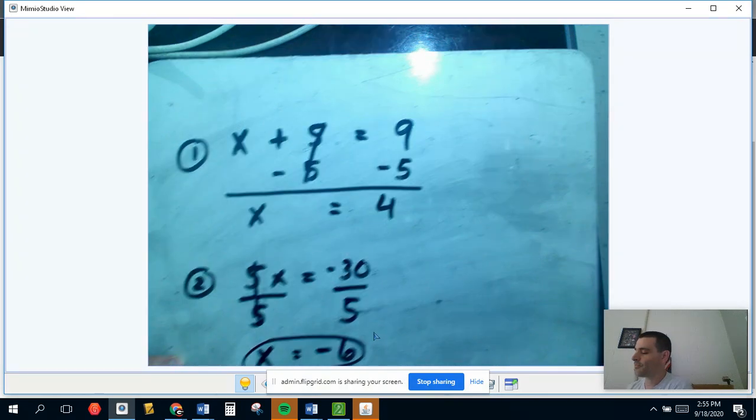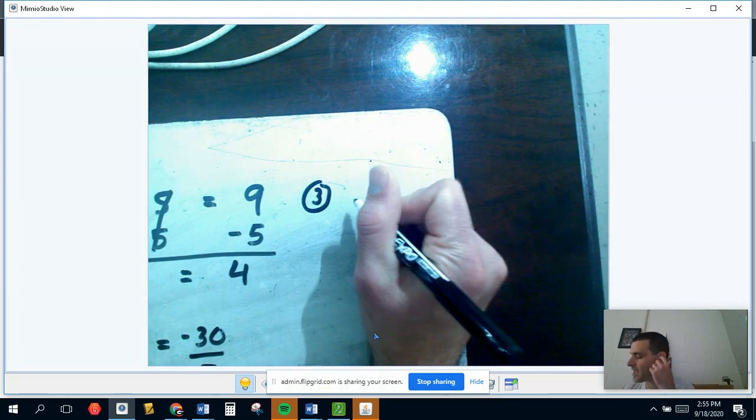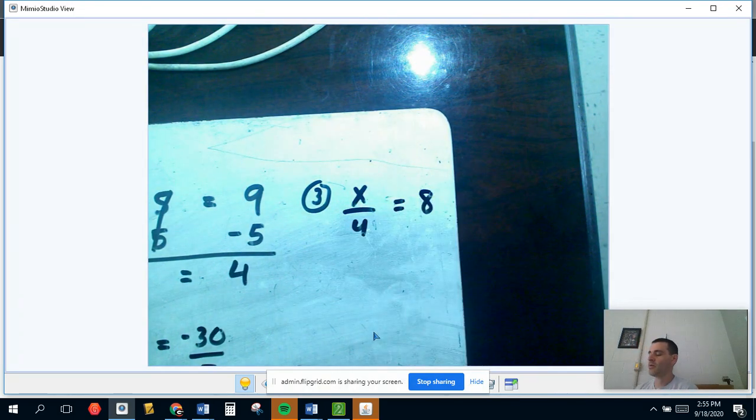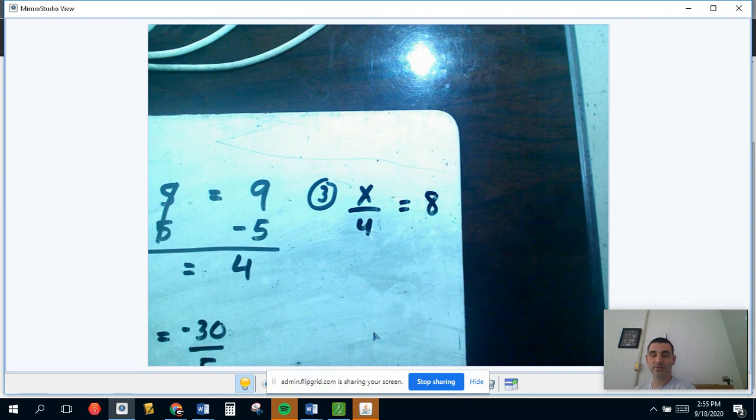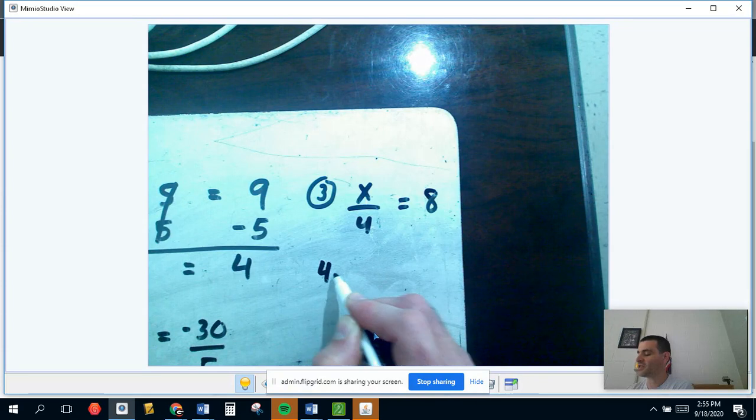All right, so a third example. x divided by 4 is equal to 8. Well, we don't want to know what x divided by 4 is. We want to know what x is. So what's the opposite of dividing? We're going to multiply to both sides. I'm going to multiply both sides here by 4.